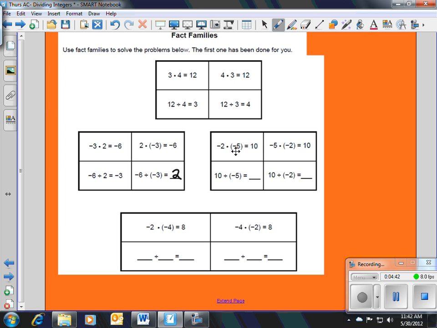So on this one, we've got -2 times -5 is 10. So 10 divided by -5 would have to be -2. Notice, 1 negative, so my answer was negative. 1 negative, so my answer is negative. On the next one, we have negative 2 times negative 4 is positive 8, which means 8 divided by negative 4, 1 negative. Your answer is negative. 8 divided by negative 2, again, 1 negative, so your answer is negative.